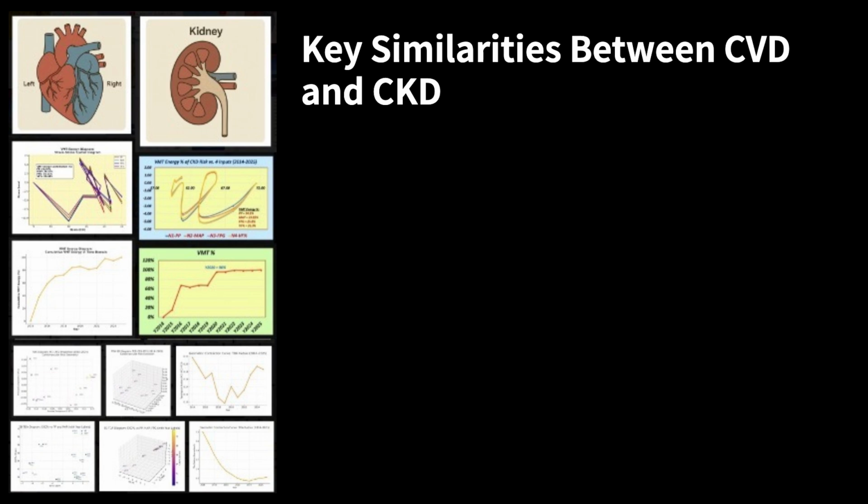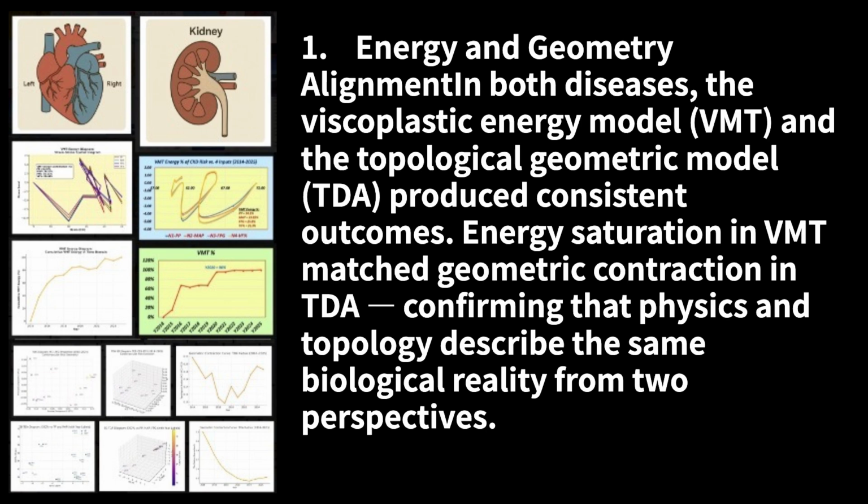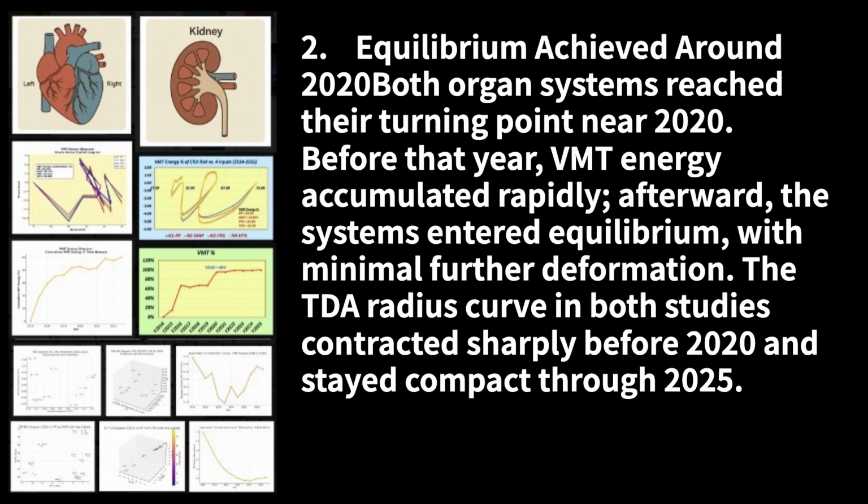Key similarities between CVD and CKD. 1. Energy and geometry alignment. In both diseases, the viscoplastic energy model, VMT, and the topological geometric model, TDA, produced consistent outcomes. Energy saturation in VMT matched geometric contraction in TDA, confirming that physics and topology describe the same biological reality from 2 perspectives.